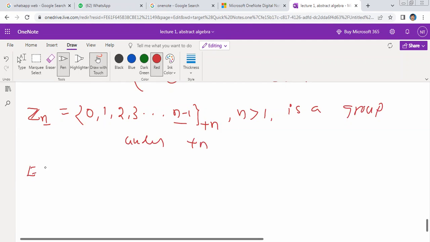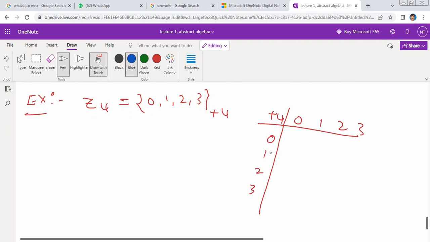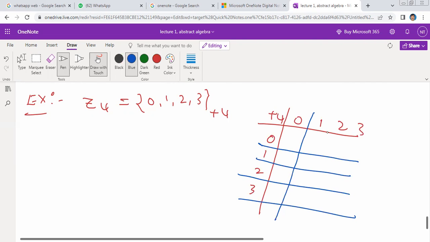Suppose I am giving one example, without making a big problem. Suppose I take Z4. What elements are there in Z4? 0 1 2 3, with addition modulo 4. It forms a group. By using a Cayley table also we can verify easily whether this forms a group or not. This is addition modulo 4: 0 1 2 3 along the row and column. General addition is different, modulo addition is different.